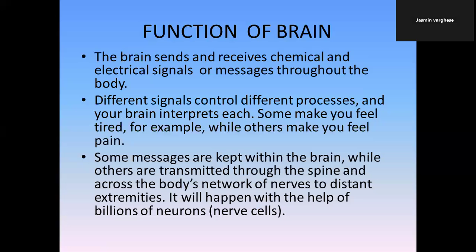What is the function of the brain? The brain sends and receives chemical and electrical signals, or simply messages, throughout the body. Different signals control different processes and your brain interprets each. Some make you feel tired, and some make you feel pain. Some messages are kept within the brain, while others are transmitted through the spine and across the body's network of nerves to distant extremities. This happens with the help of billions of neurons, or nerve cells. So, in conclusion, the brain sends and receives messages throughout the body.